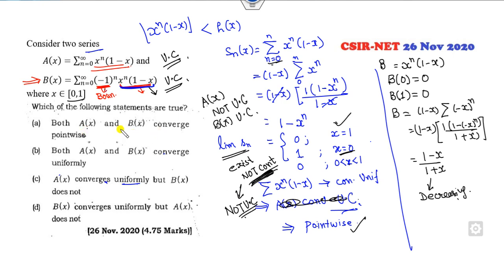So A and B both converge pointwise, correct? Because if it is A, by the Dirichlet test it is uniform, and that implies pointwise. This is a wrong option. A converges uniformly, correct option. Wrong option. B converges uniformly but A does not is the right answer. So A and D are my correct options of the problem.